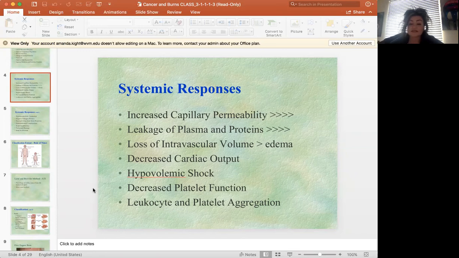And decreased platelet function, of course, because we're losing fluid, we're losing all of these things, and at the top where it's talking about capillary permeability, we're losing all of this stuff that we need that's in our blood. So if we're losing platelet function, then we're having trouble being able to coagulate, which is not good. And then white blood cells, of course, and platelet aggregation.